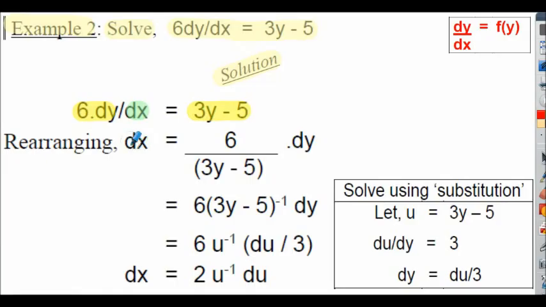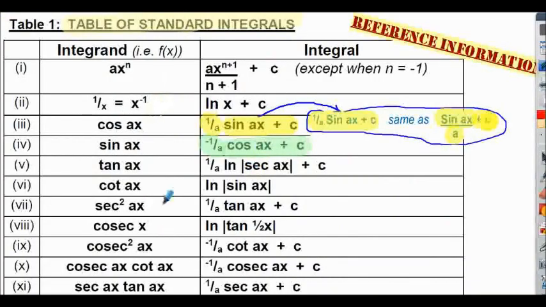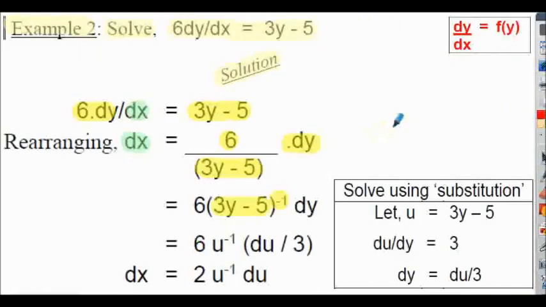So I can write this down now as dx is equal to 6 divided by 3y minus 5, and that's all multiplied by dy. On the next line, I've simply brought the 3y minus 5 in the bracket to the top line. Notice I've made the bracket now to the power of -1, just a reformatting of the previous line. Now that's a non-standard integral. You won't see that in our integral tables. We'll be looking for an integrand of the form 1 divided by ax plus b, that kind of generic format, but we don't see that in our tables. This is considered a non-standard integral.